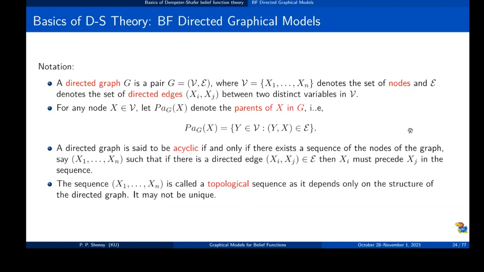Okay, so now the next topic is directed graphical models. So basically, a directed graph is a pair G = (V, E), where V is a set of variables, a set of nodes, and E is a set of directed edges (xi, xj) between two distinct variables. And I need the notion of parents. So for any node x in V, let parents of x in G denote the set of all y in V such that we have an edge (y, x) in E.